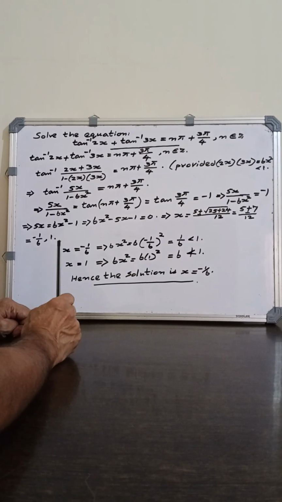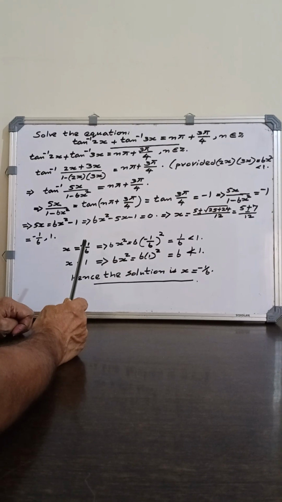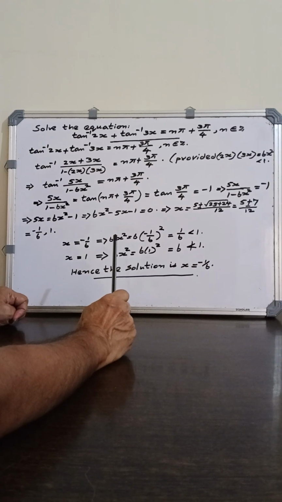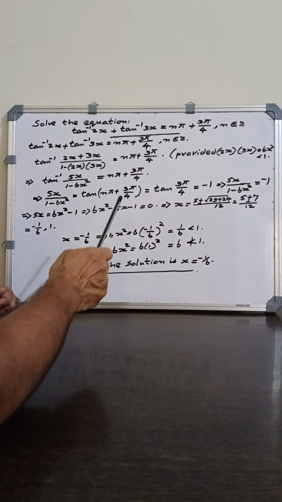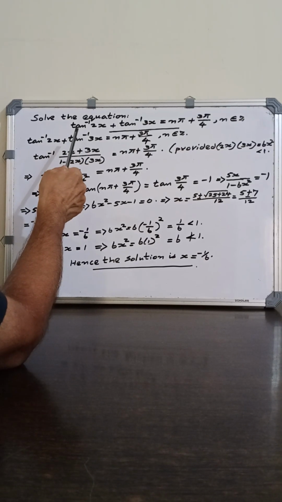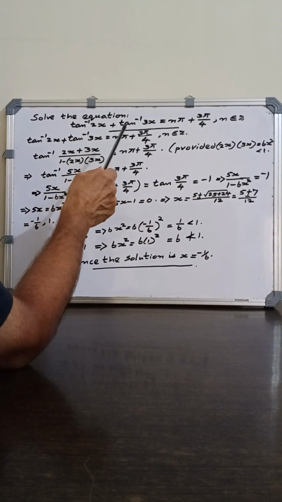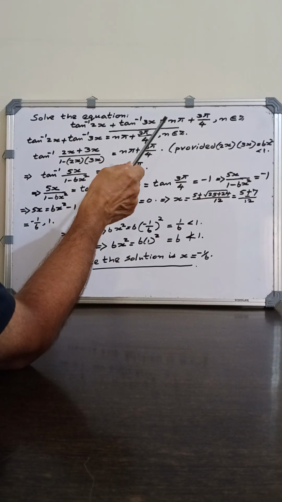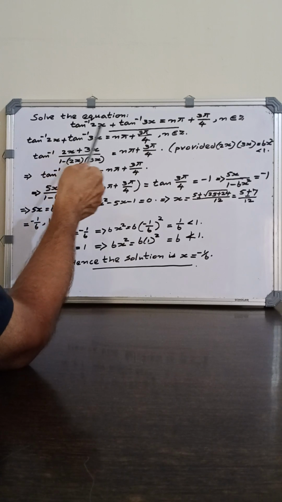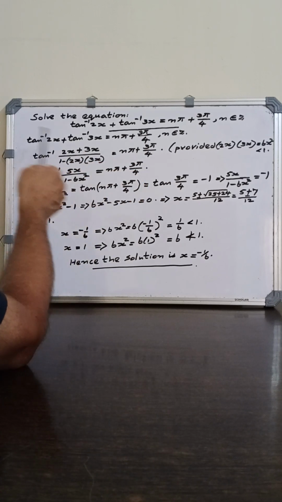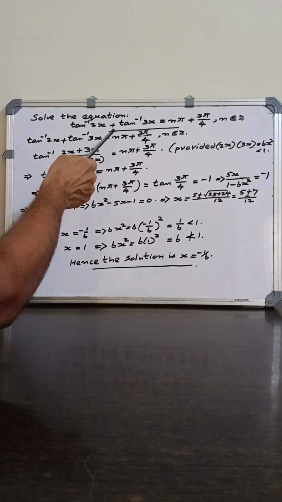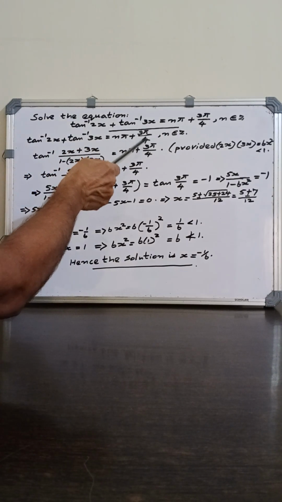Now, here we are discussing questions related to trigonometry, that means 12th standard inverse trigonometric functions. Here is an equation to solve. Solve the equation tan inverse 2x plus tan inverse 3x equals n pi plus 3 pi by 4, n belongs to Z. This is an inverse trigonometric equation to solve. Let us see.